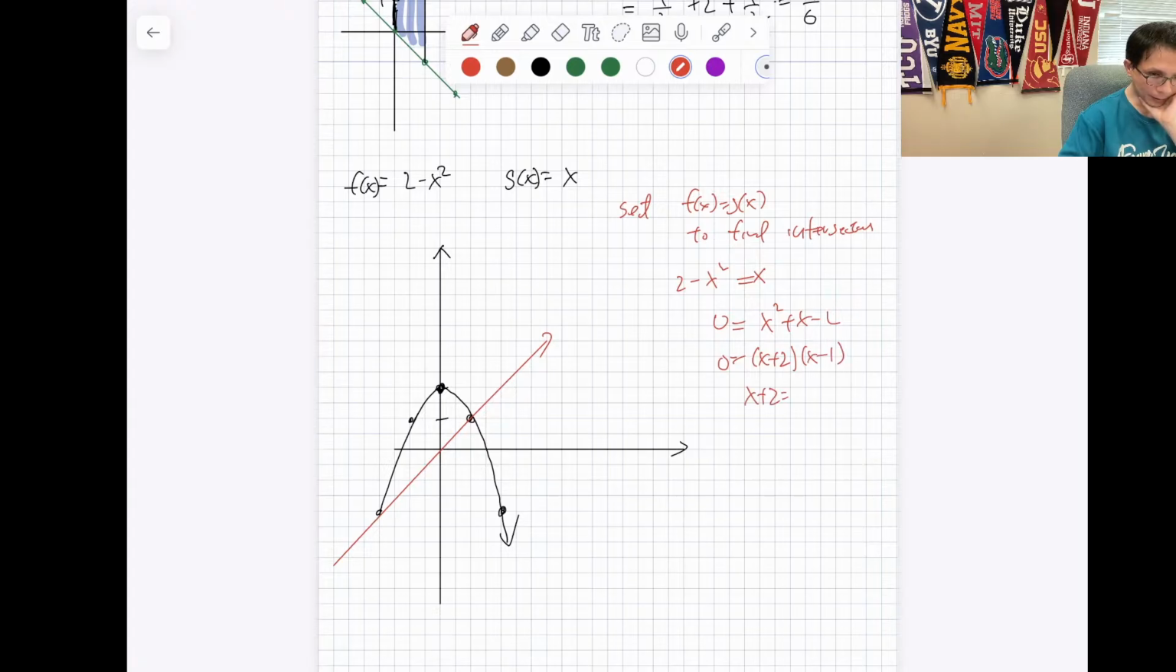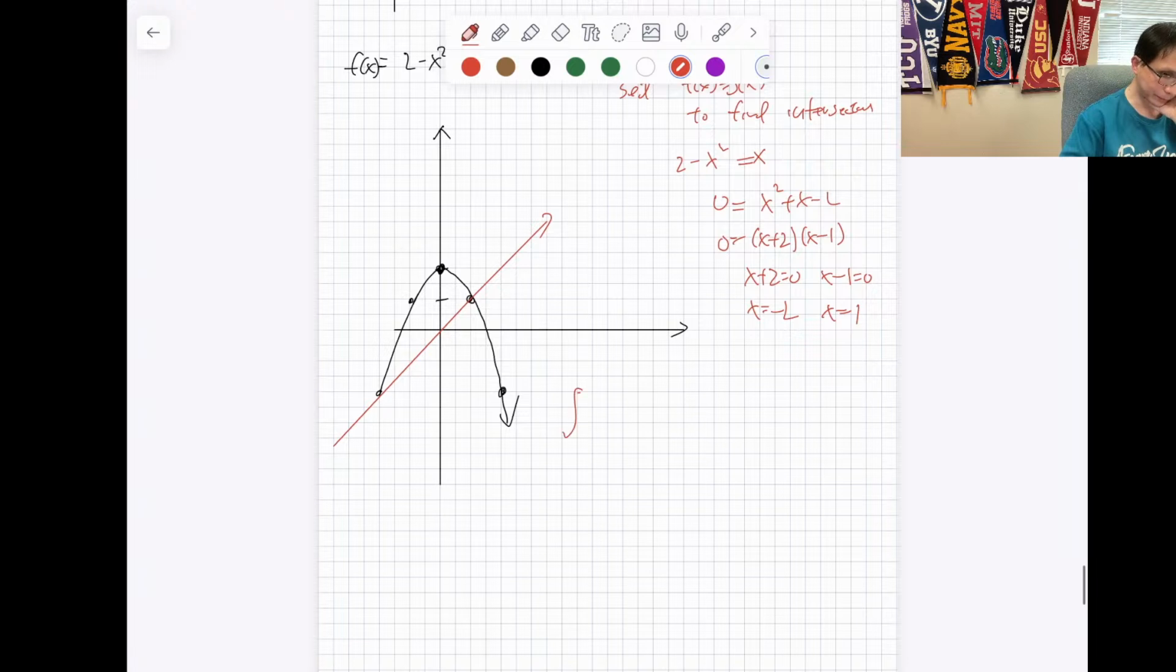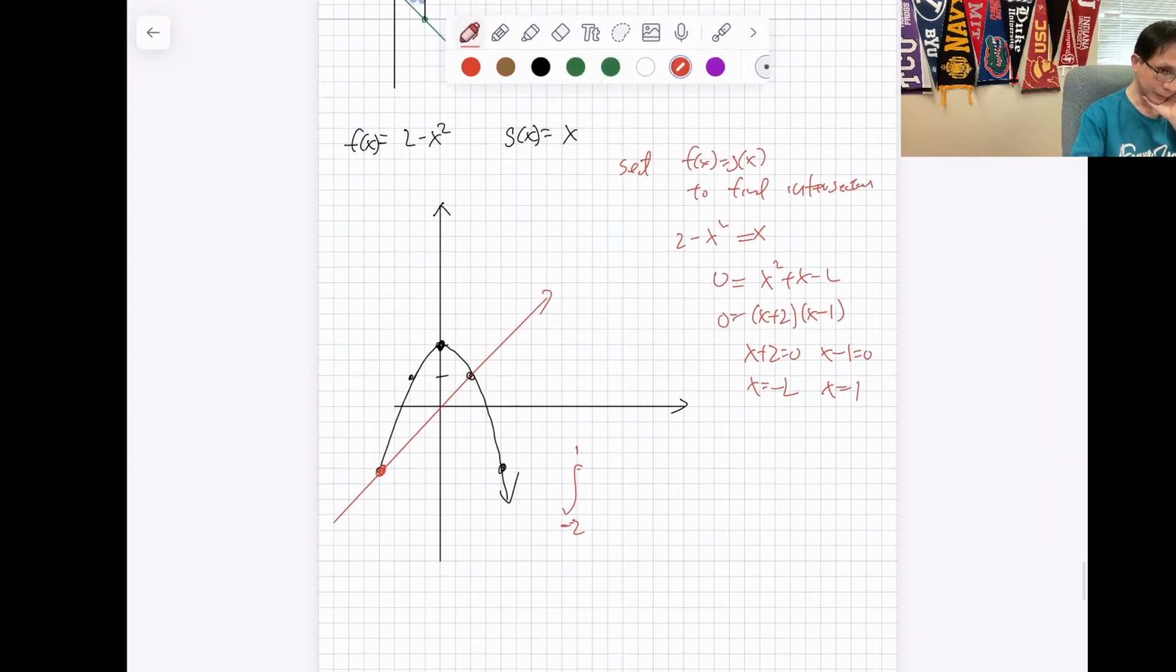x plus 2 equals 0, so x equals negative 2; x minus 1 equals 0, so x equals 1. Is that okay? So now I know my boundary is from negative 2 to 1. Is this okay? Because that's where they intersect, and that's when you start calculating the area here. So the top function is 2 minus x squared, minus the bottom function, which is x. Make sure you put a parenthesis. Like I said, parenthesis is your key.